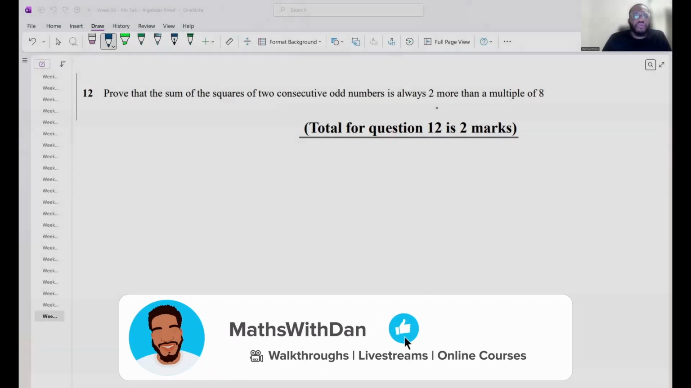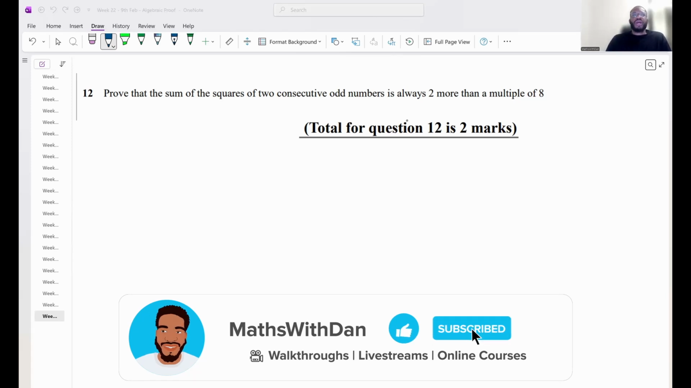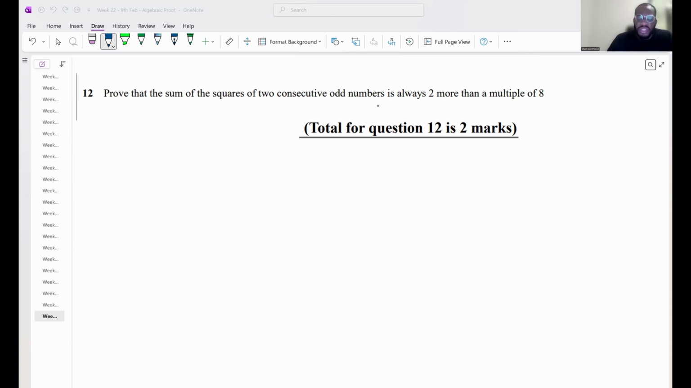So it says prove that the sum of the squares of two consecutive odd numbers is always two more than a multiple of eight. So we need to do a bit of breaking down. Firstly, we know what a multiple of eight is. A multiple of eight is going to be eight times an integer. Do you guys agree?